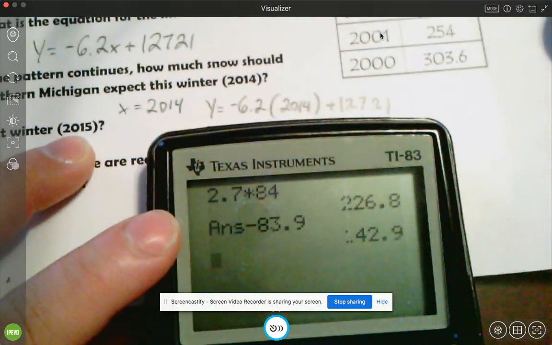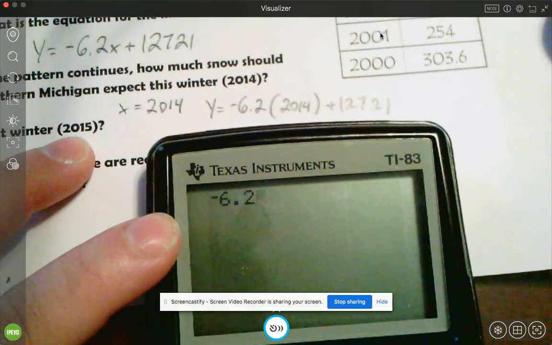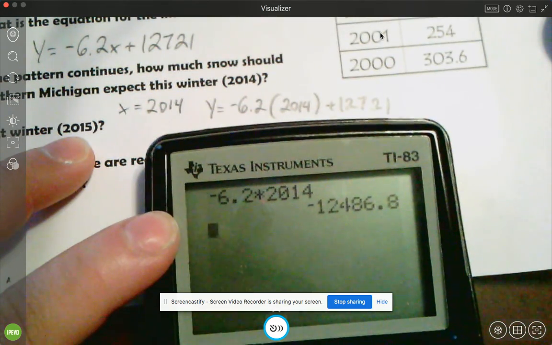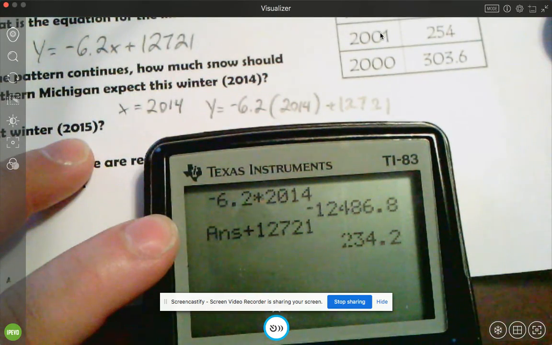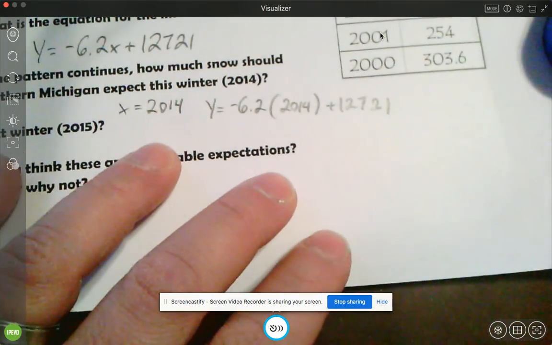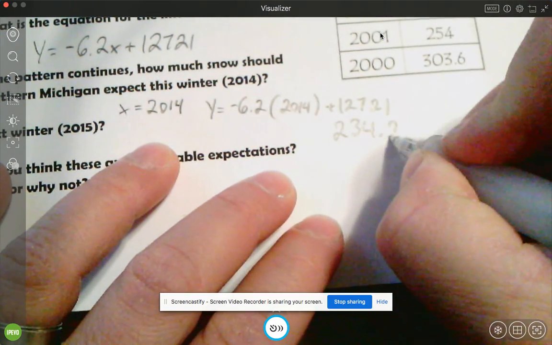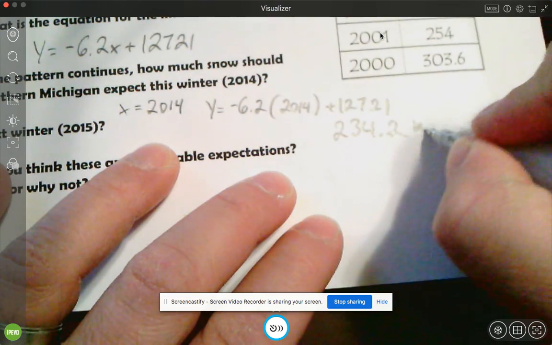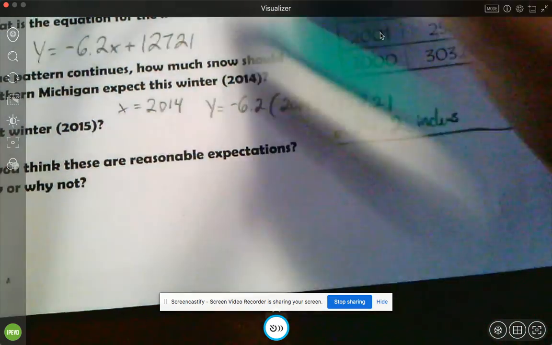I go here, so I'm going to go negative 6.2 times 2014 plus, so then I get that answer. Then I would do that plus 12721. All right, so there's my prediction, if you can see that: 234.2 inches. Okay, so that's my prediction for 2014.